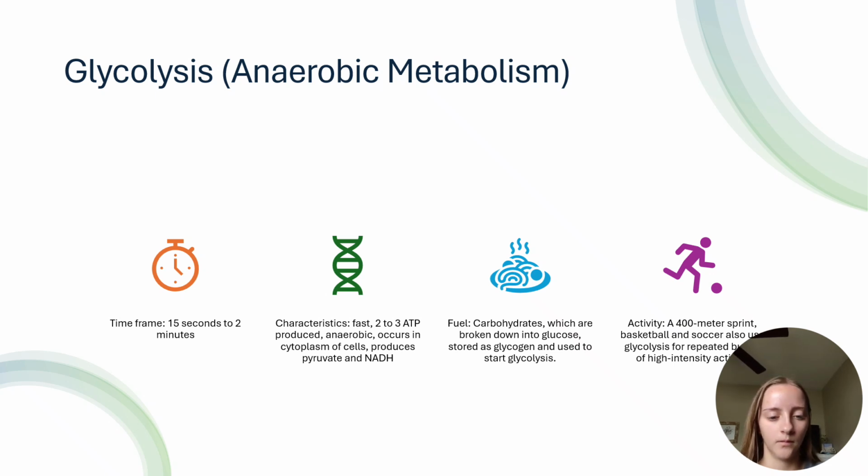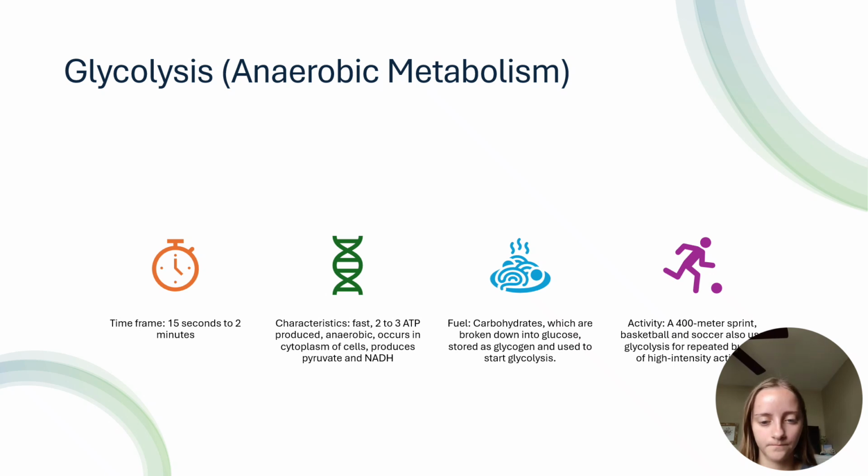And anaerobic metabolism is what's used for exercises ranging from 15 seconds to 2 minutes. The characteristics of this are that it's fast. It produces 2 to 3 ATPs, which isn't very much. It occurs in the cytosol of the cytoplasm. It's also anaerobic, so it doesn't require the input of oxygen. And then it goes through another step and produces NAD and pyruvate.